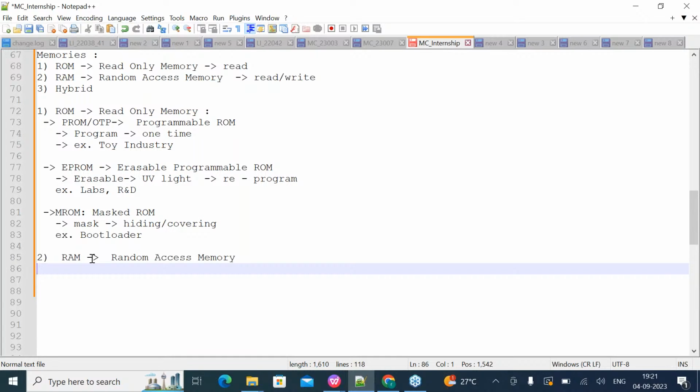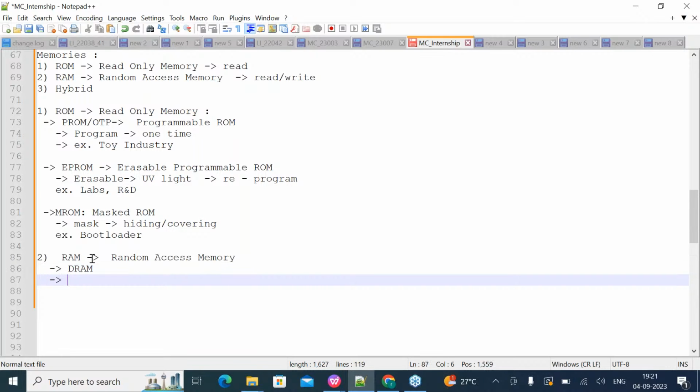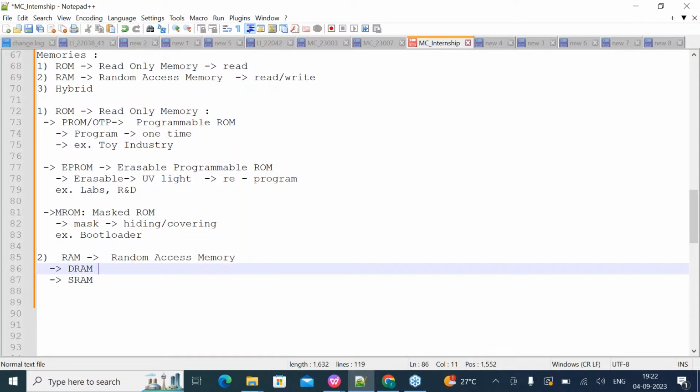So how many types of RAM are there at a high level? Yes, there is DRAM and there is SRAM. Nice. Okay, great. So D stands for dynamic and S stands for static: dynamic random access memory, static random access memory. Fine. I will not waste time writing the full form.